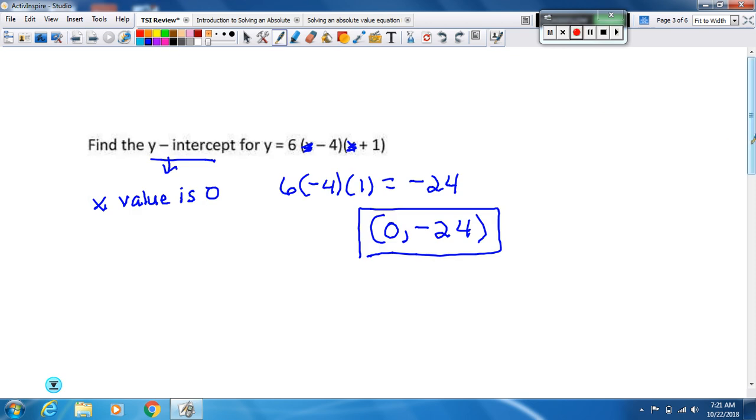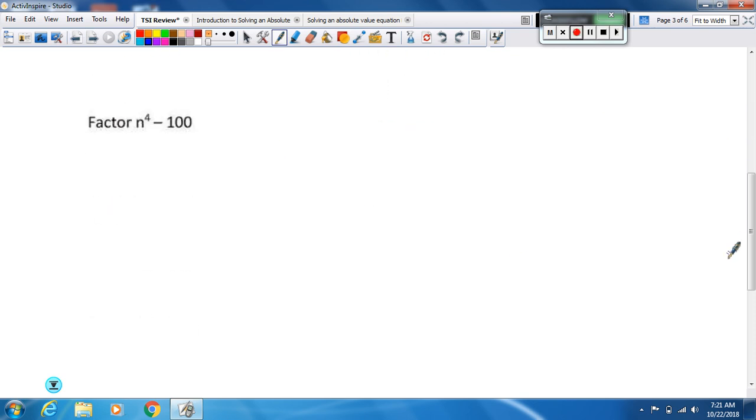Oh, let me check and make sure. Nope, there's another one. Okay, factor n to the fourth minus 100. The n to the fourth can be split up evenly. I'm going to make 2 sets of parentheses, and I'm going to put 2 n's. I'm just going to split them up, so I'm putting n squared with each one. And then for this negative, you have to do a positive times a negative equals a negative. And then you have to say what times what equals 100. In other words, what's the square root of 100? So that would be 10.